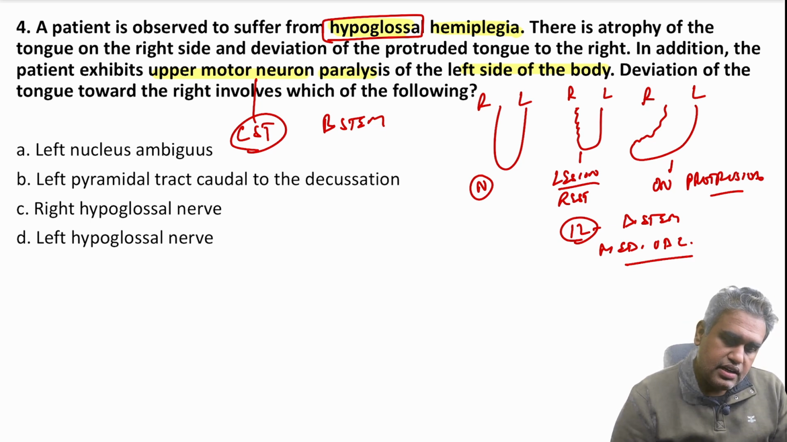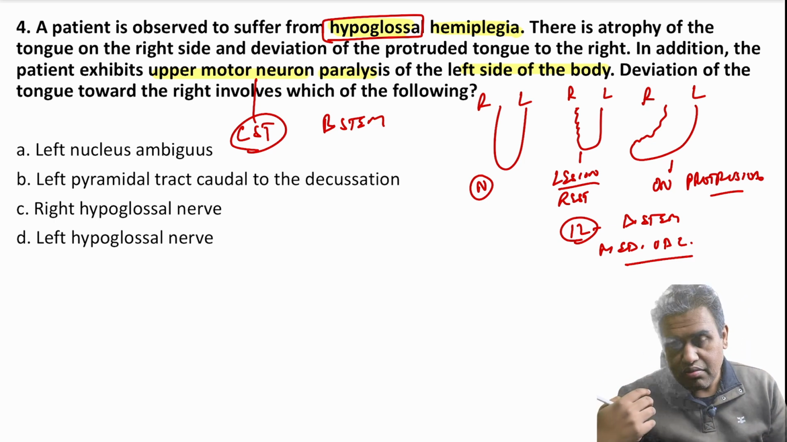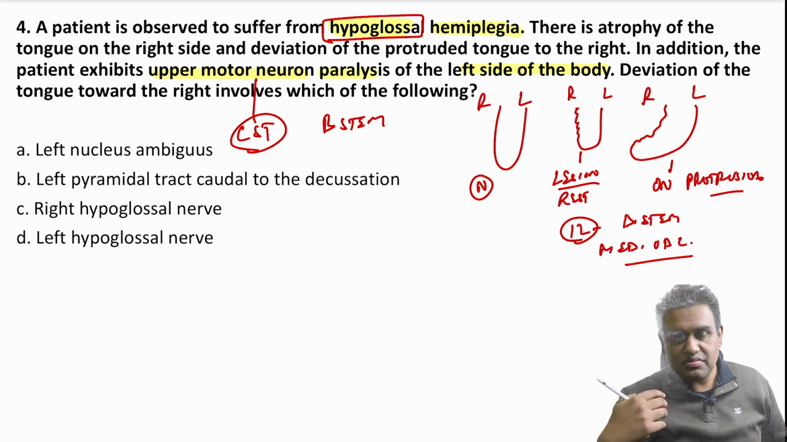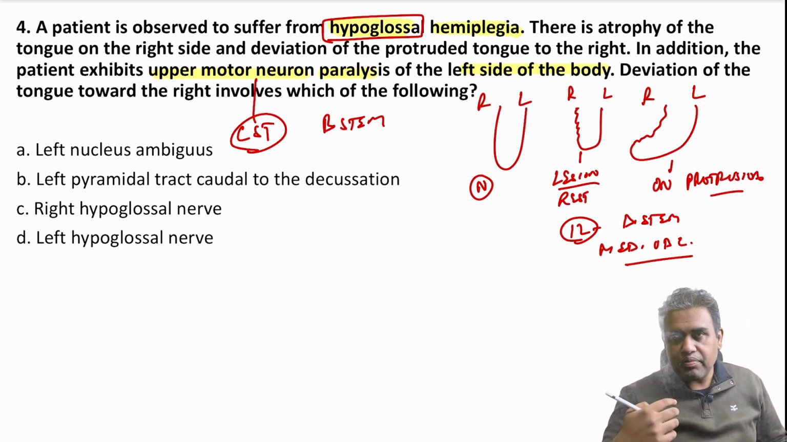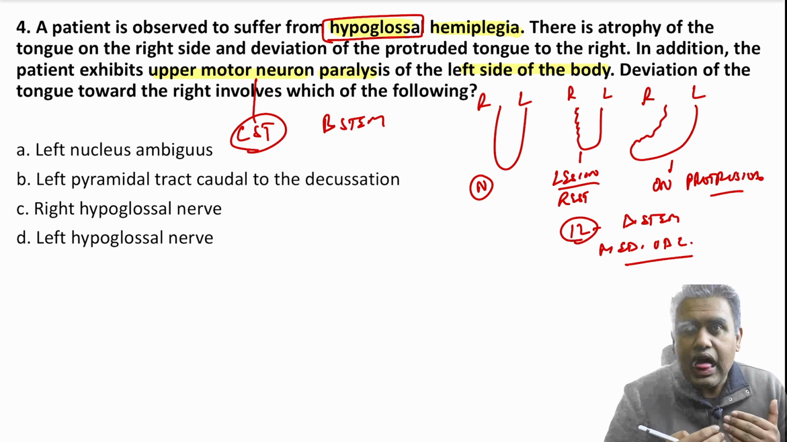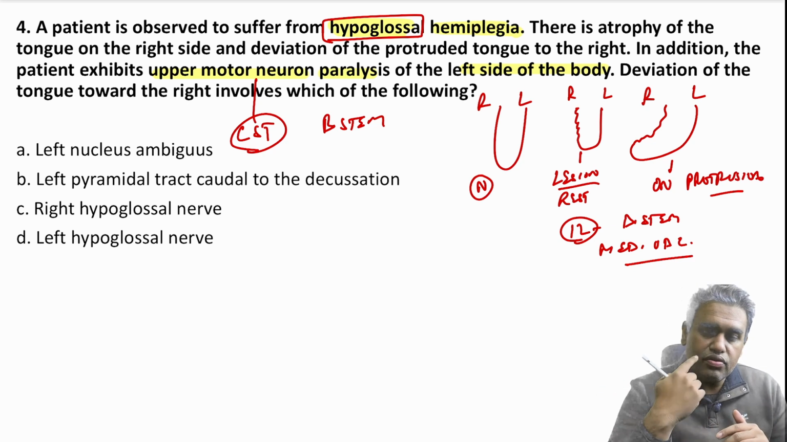So there is a right-sided problem in the tongue and there is a left side problem in the body. The tongue is going to the right side, the body is paralyzed on the left side. It's sort of crossed hemiplegia. Deviation of the tongue towards the right involves which of the following? The question was very simple. They just asked, when you ask the patient to protrude the tongue like this, the tongue is going to which side? Right side, with atrophy on the right side.